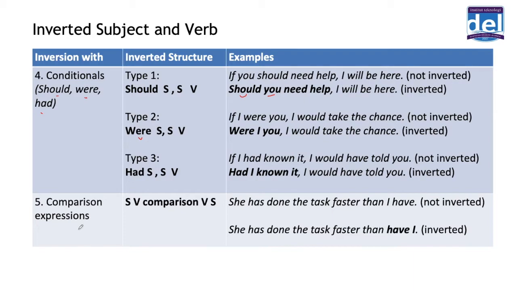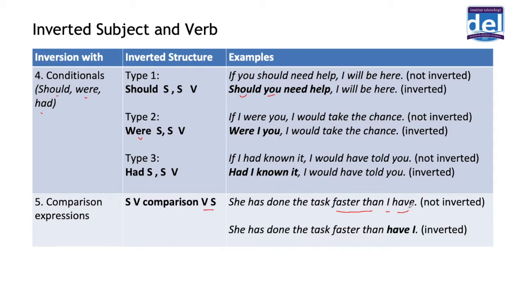Okay, now I'm going to show you how inverted subject and verb can happen in comparison expressions. The structure is subject, verb, comparison expression, verb, subject. So the inversion happens after the comparison expression, okay? In a normal sentence, we will write, "She has done the task faster than I have." This is a normal one. You see, this is the comparison expression, subject, and verb.